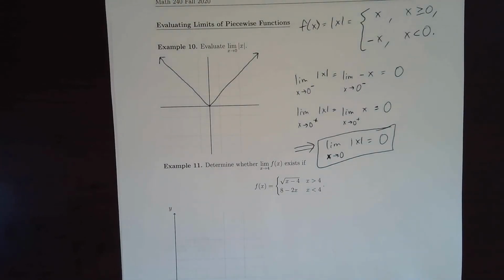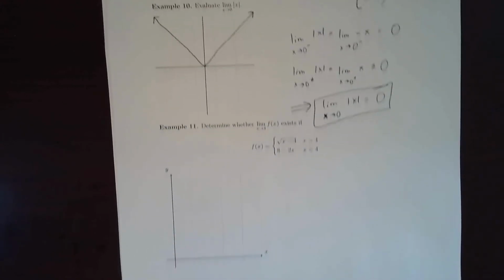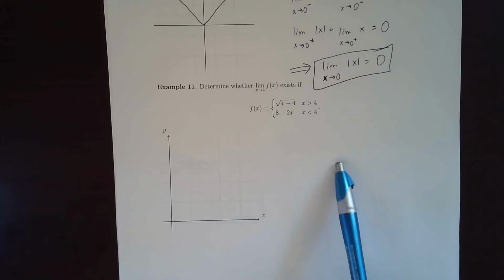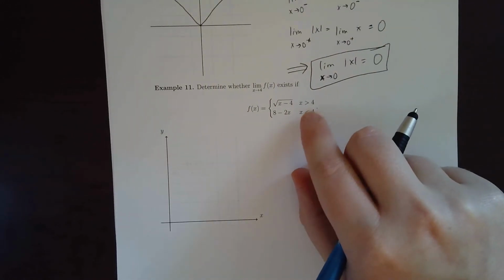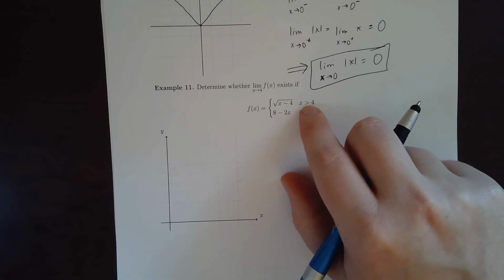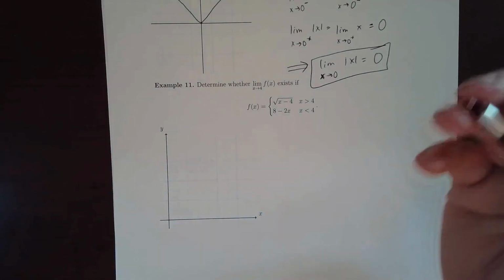So that one's kind of straightforward. The next one might be a little bit trickier. So now we want to determine for this function, which is piecewise as well, if the limit as x approaches 4 of f of x exists. So what we'll do is we'll have to look at the limit on the left and the limit on the right. So the left will be our x values below, and the right will be our x values above that we'll use for our definition.